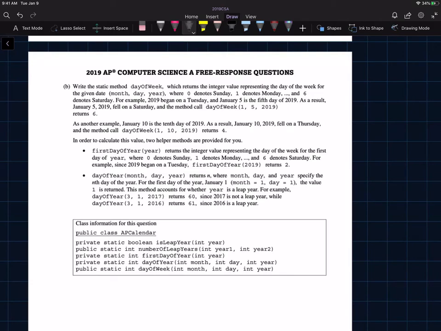Okay, part B of question one took me a while to understand and read through. I had to read this a few times the first time I saw it to get a good handle on it. So, what you're doing here is you're writing a static method dayOfWeek. And this returns the integer value represented by the day of the week. And remember, 0 is Sunday, 1 is Monday, and it keeps going.